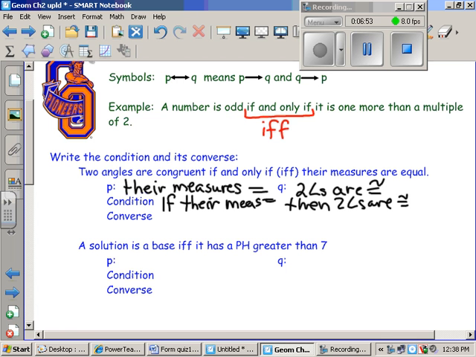And then the converse would be, Adam? Right. That was a question right off your chapter 1 test. Remember that one? Angles are congruent and the measures of them are equal. So if two angles are congruent, then the measures are equal. Good. Okay, so take a second and write down the hypothesis, conclusion, conditional, and converse of this one.